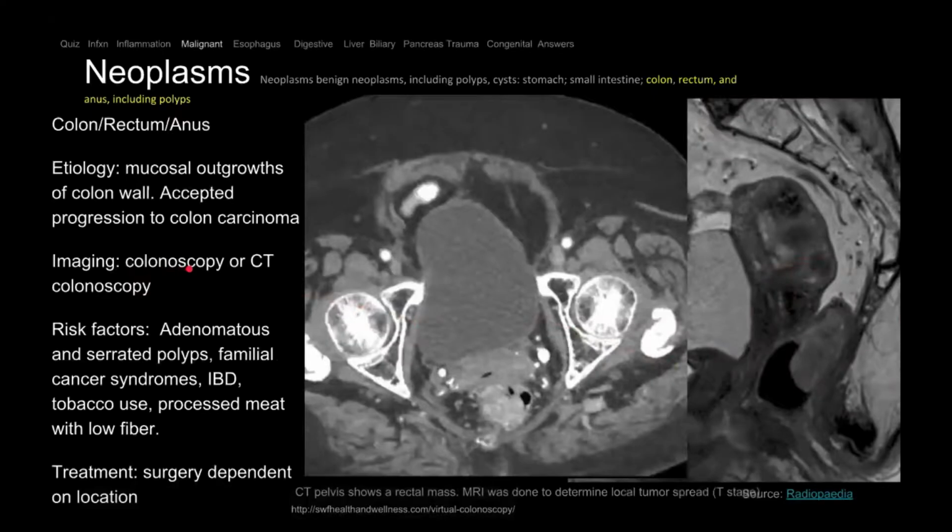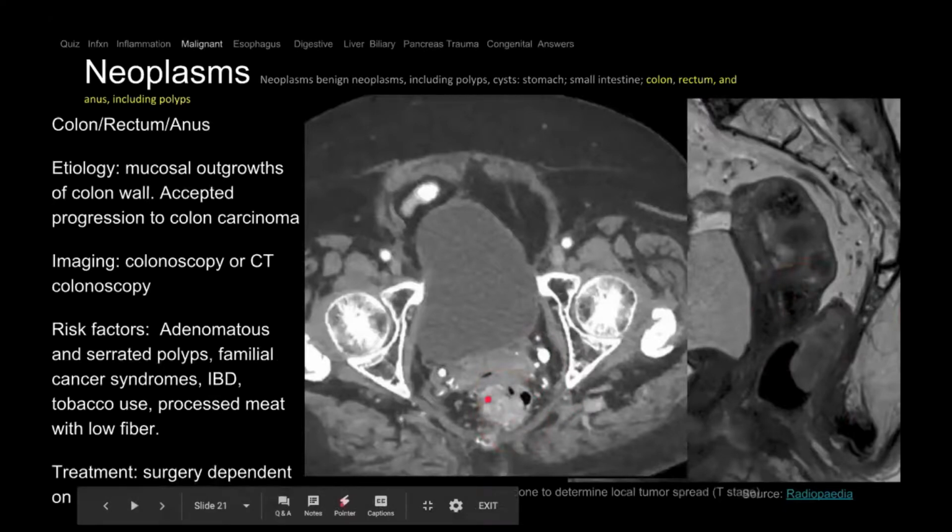The American Cancer Society currently recommends screening colonoscopy or CT colonography in patients who are 45 years or older. These are the new guidelines as of last year. Age was changed from 50 to 45.